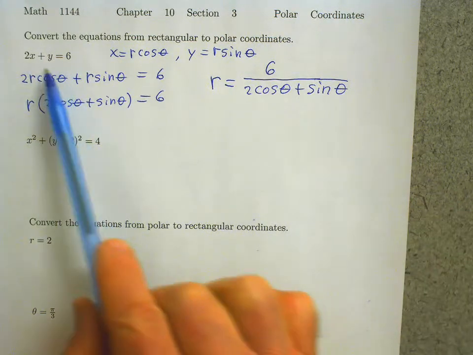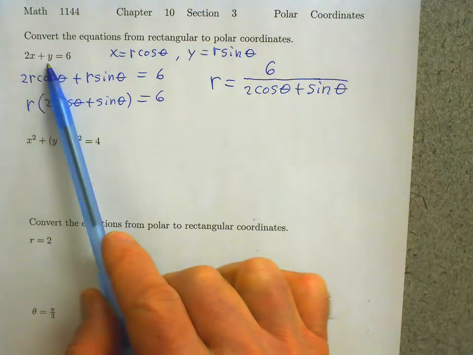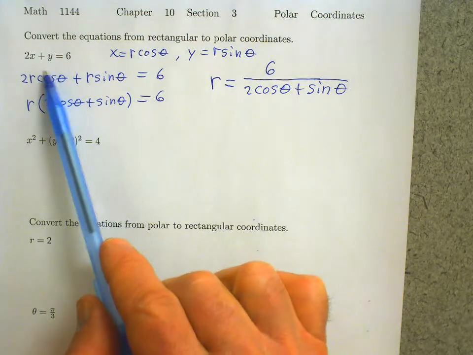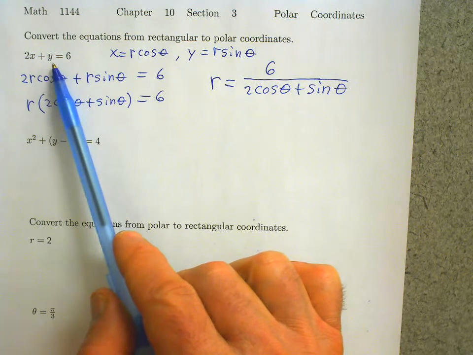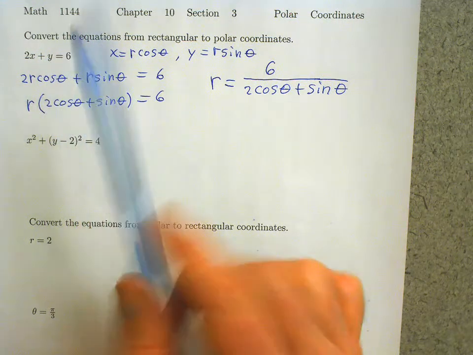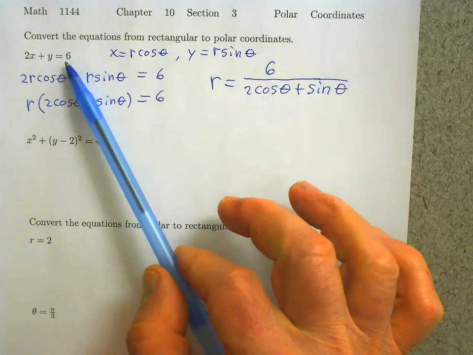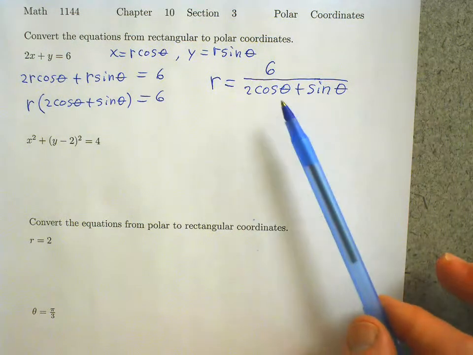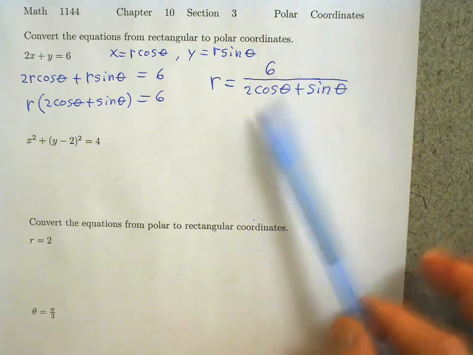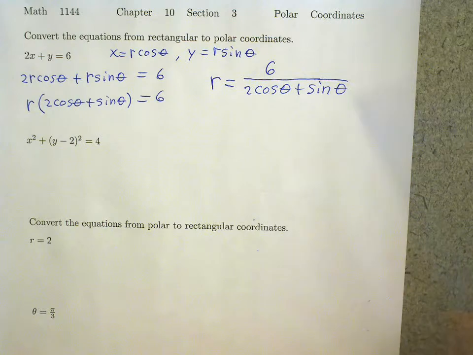Okay, so this equation in rectangular form, we recognize this as a straight line. The graph is a straight line in the xy plane. The slope is -2 and the y-intercept is 0, 6. So it's not quite as obvious that r equals 6 over 2 cosine theta plus sine theta is a straight line.